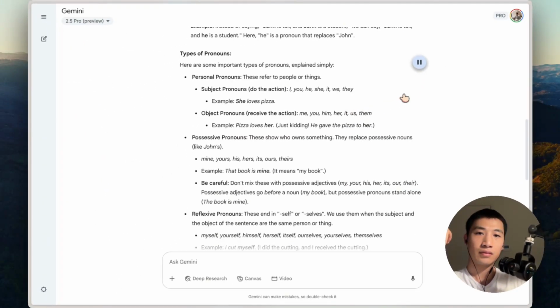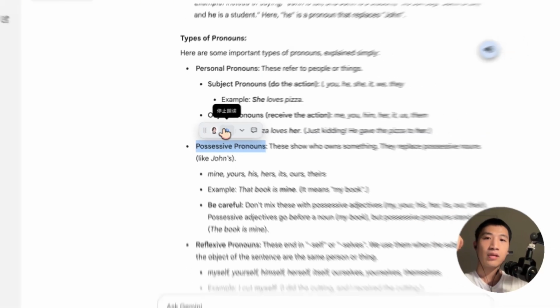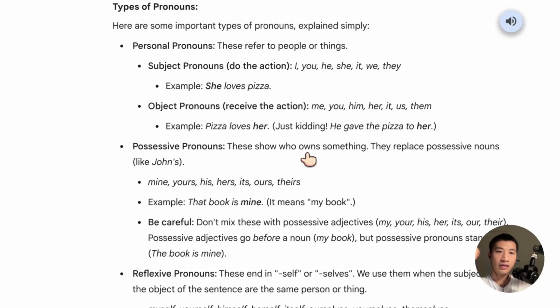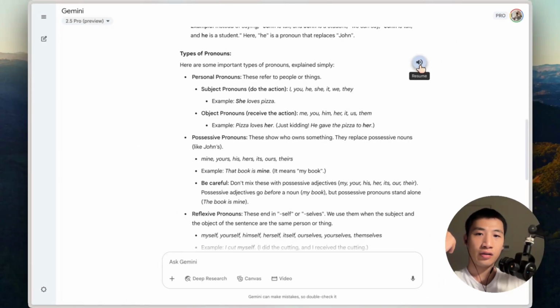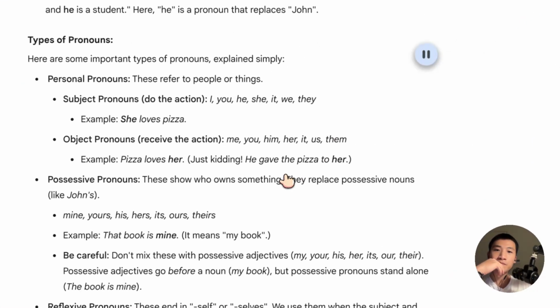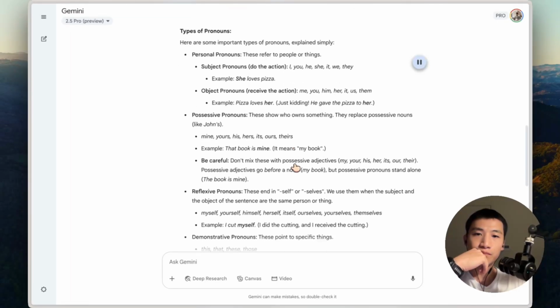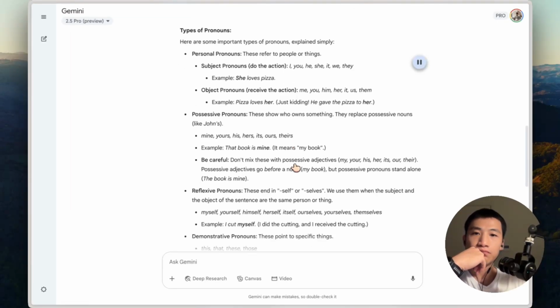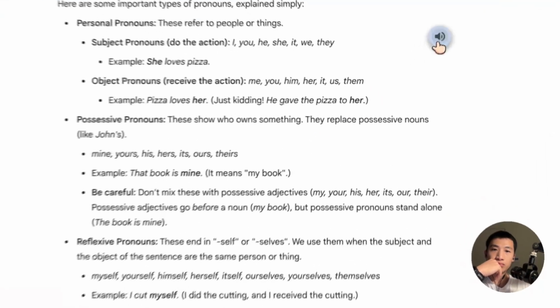Possessive pronouns. These show who owns something. They replace possessive nouns, like John's. Possessive pronouns: mine, yours, his, hers, its, ours, theirs. Example, that book is mine. It means my book. Be careful. Don't mix these with possessive adjectives: my, your, his, her, its, our, their. Possessive adjectives go before a noun, my book, but possessive pronouns stand alone.